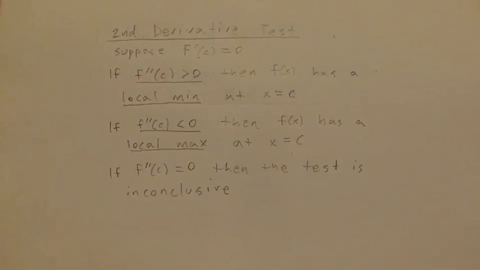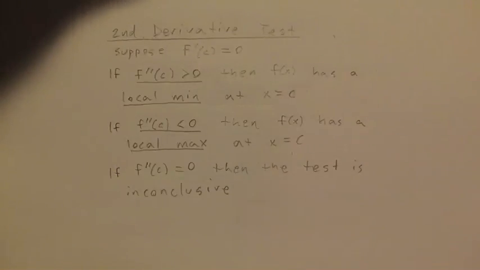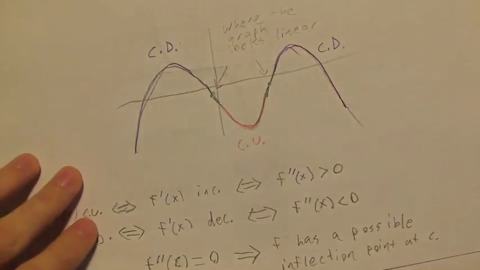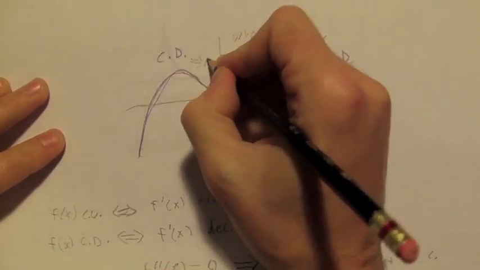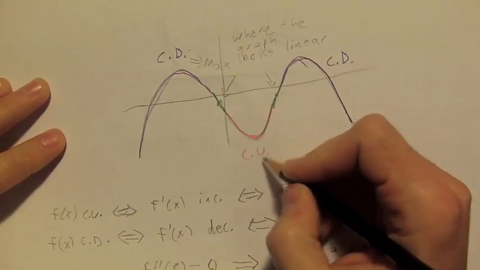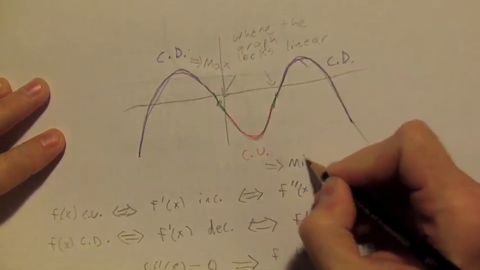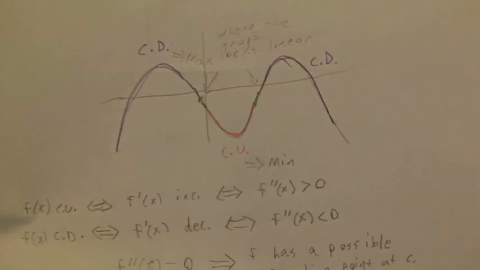So this is basically just seeing whether the function is concave up or down there, and that tells you whether you have a local max or local min. And this uses this same idea that concave down gives max, concave up gives min. Okay. And that's what we're doing.